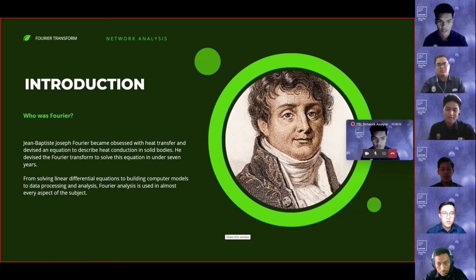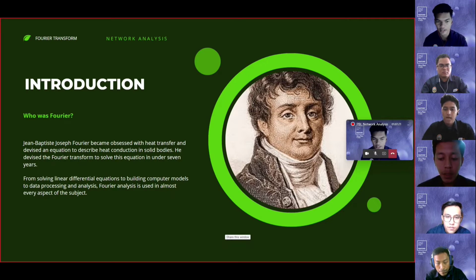First and foremost, who was Fourier? Jean-Baptiste Joseph Fourier became obsessed with heat transfer and devised an equation to describe heat conduction in solid bodies. He devised the Fourier transform to solve this equation in under 7 years. From solving linear differential equations to building computer models to data processing and analysis, Fourier analysis is used in almost every aspect of the subject.